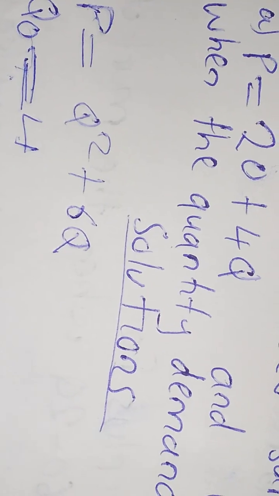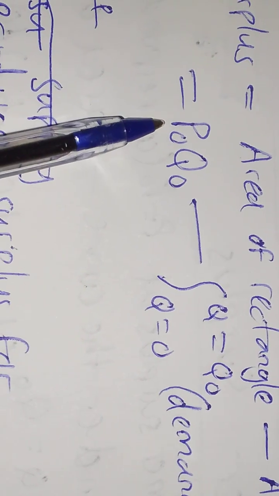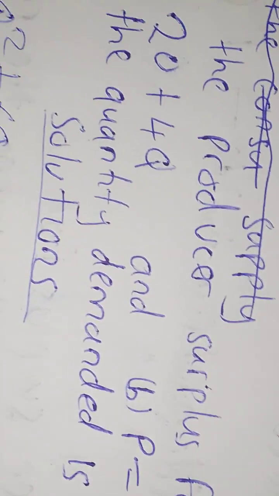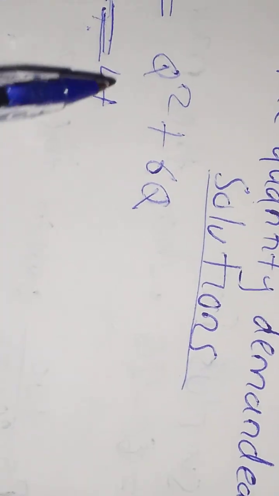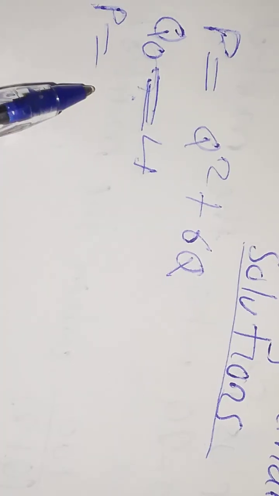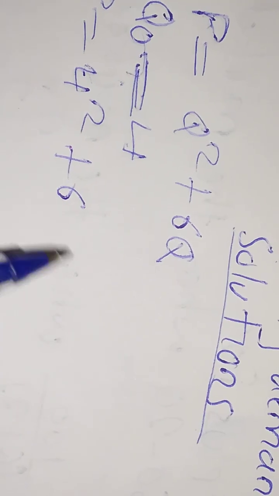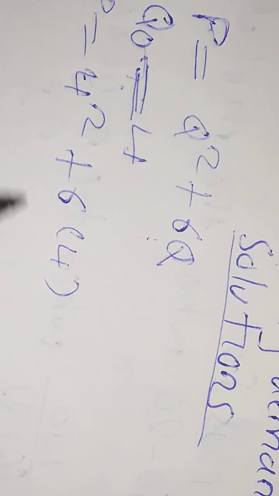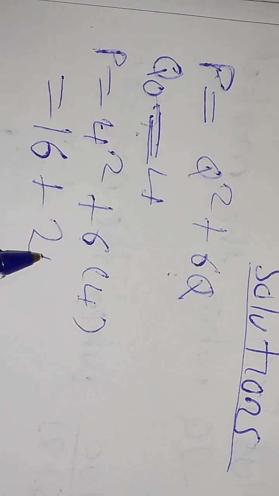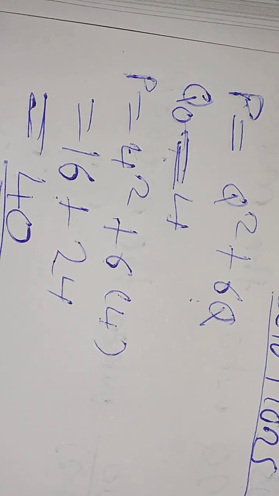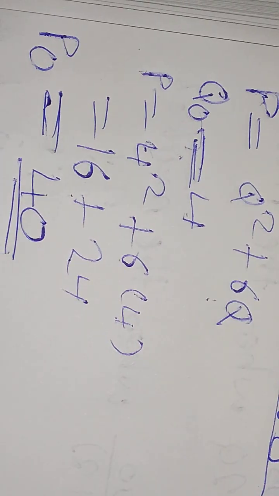So now, going back to this formula, you have been given everything in this formula except for what? For P0. So how are we going to find P0? The actual market price will be found from this same formula, since you have the quantity. P is equal to Q squared plus 6Q. So what's our Q? It's 4, so 4 squared is 16, plus 6 multiplied by 4, which is 24. 16 plus 24 is 40. So we have the price, P0 is equal to 40.